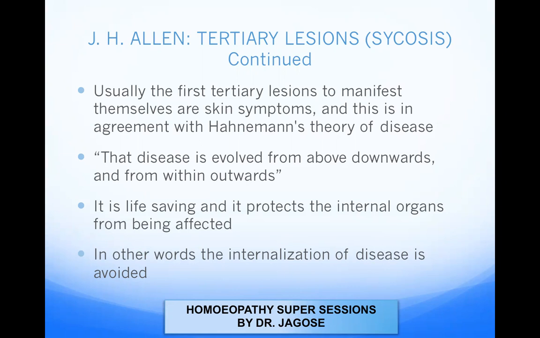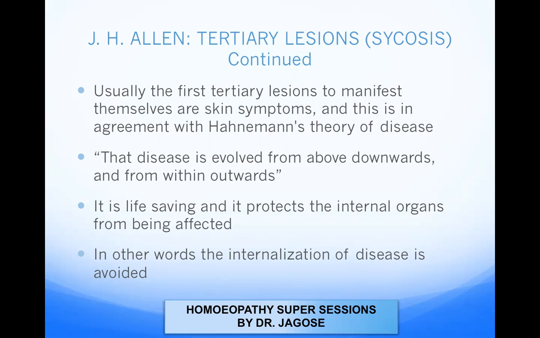According to Hahnemann's theory, the disease evolves from above downwards, and from within outwards. The important point is from within outwards. It is life-saving and it protects the internal organs from being affected. So whenever the tertiary lesions manifest themselves in the different forms of skin symptoms, it helps us to protect the vital organs. In other words, the internalization of the disease is avoided.